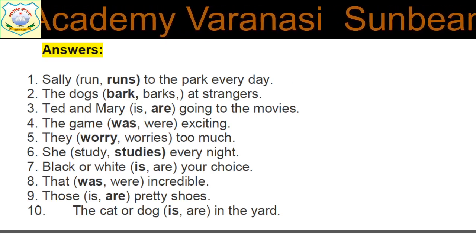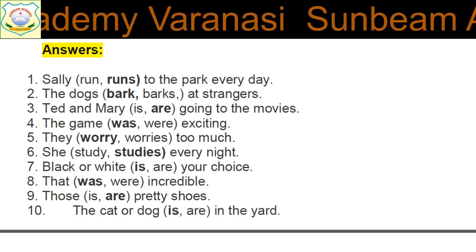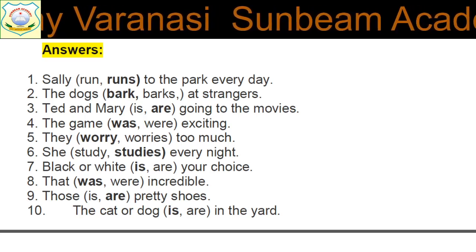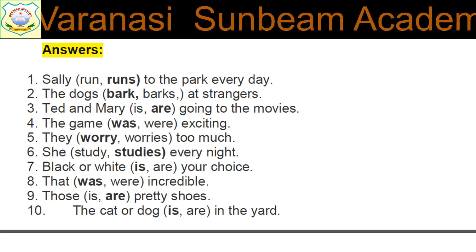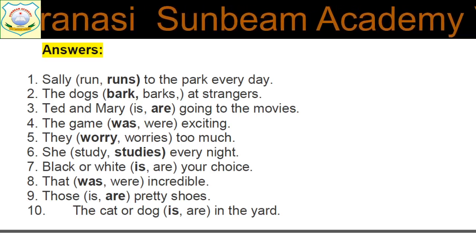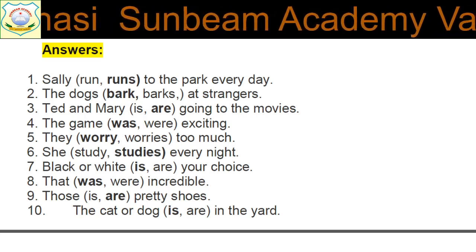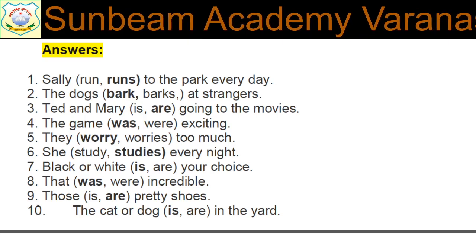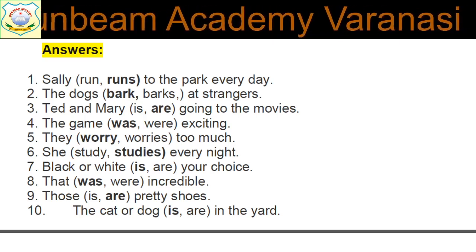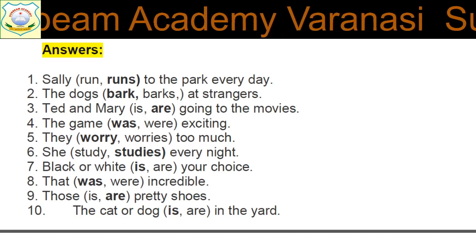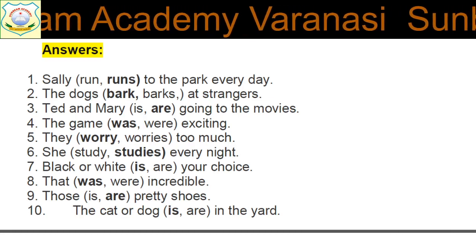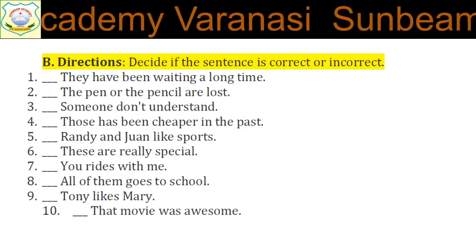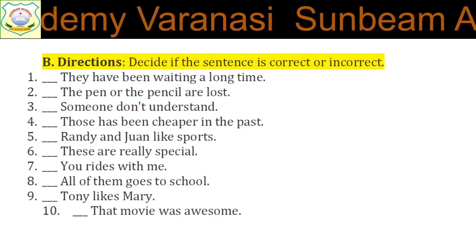When it is written black or white, the cat or dog, when two subjects are given and the conjunction or is used there, you take it as a singular subject because you are talking about any one thing. Okay, so let me show you some other questions. Go through these.